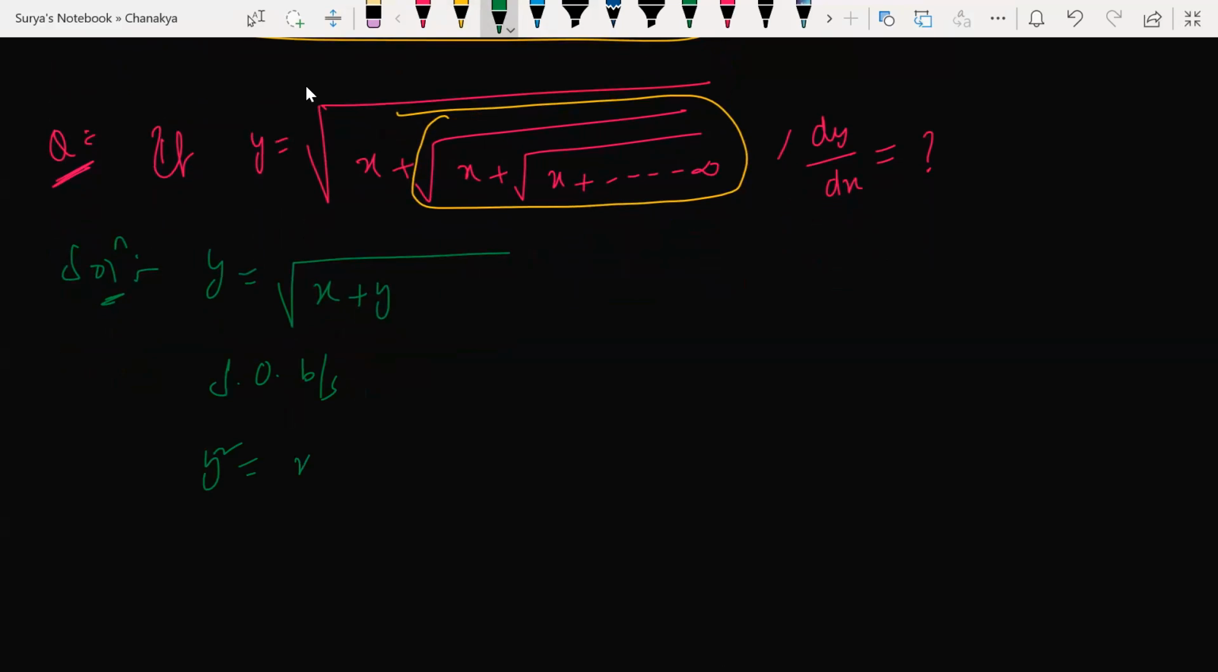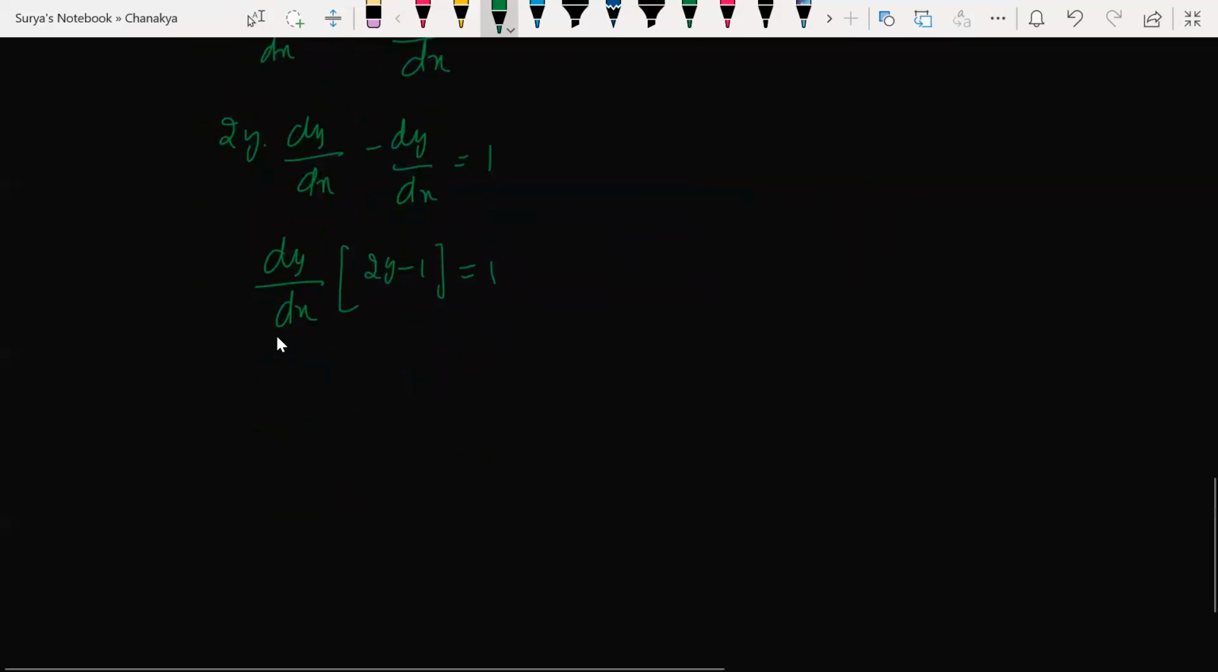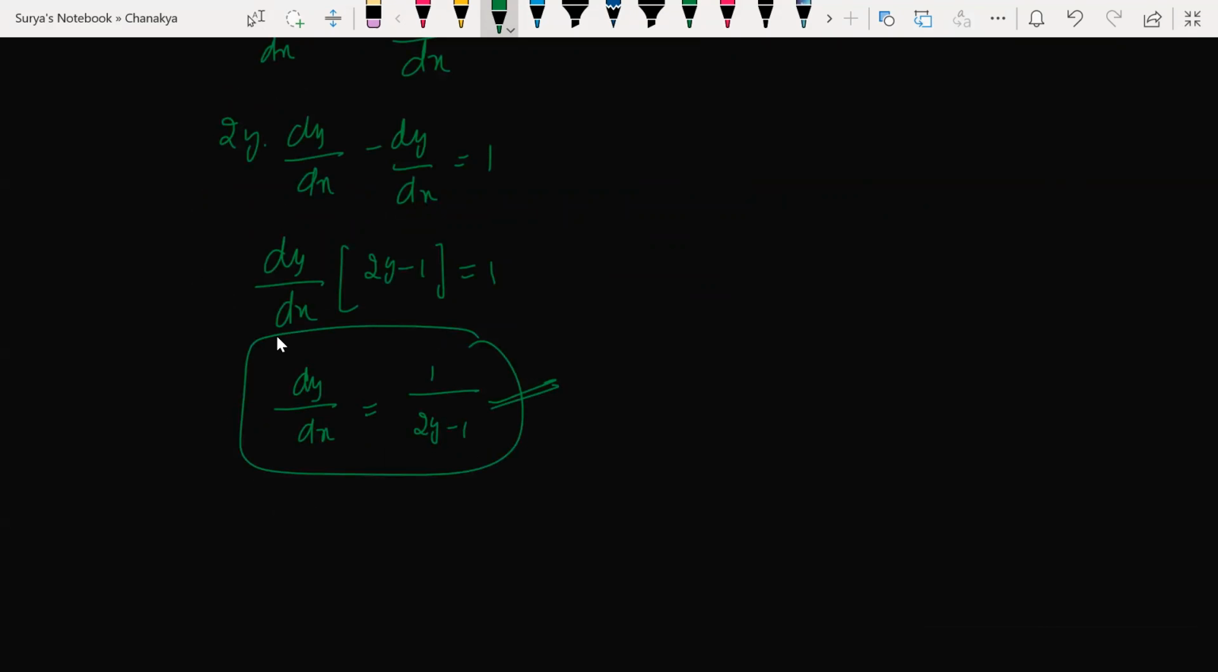Squaring on both sides, y square is equal to x plus y. So differentiate with respect to x. 2 times y into dy by dx is equal to 1 plus dy by dx. So 2y into dy by dx minus dy by dx is equal to 1. Taking dy by dx common, 2y minus 1 is equal to 1. So dy by dx is equal to 1 by 2y minus 1. This is the answer.